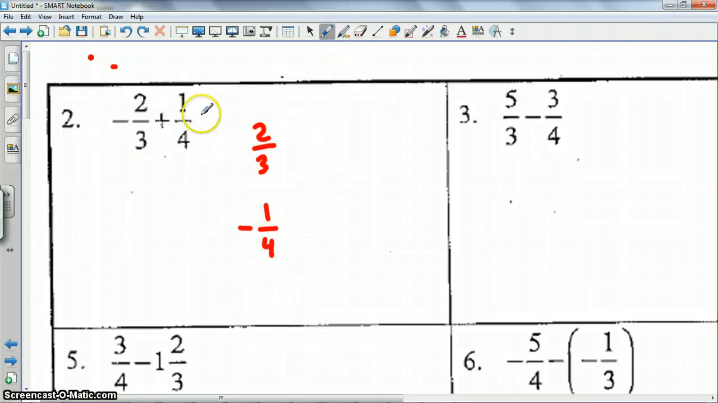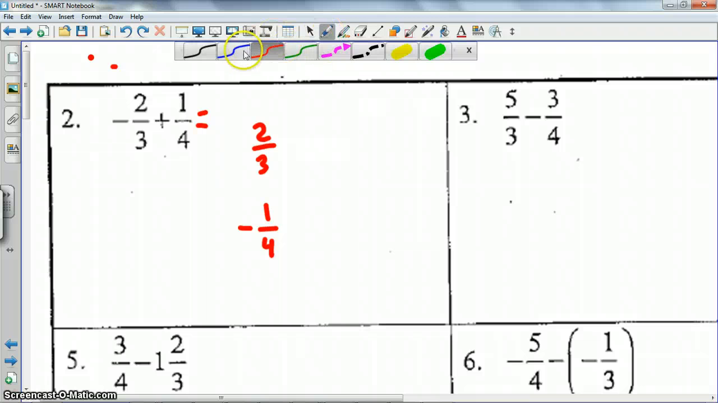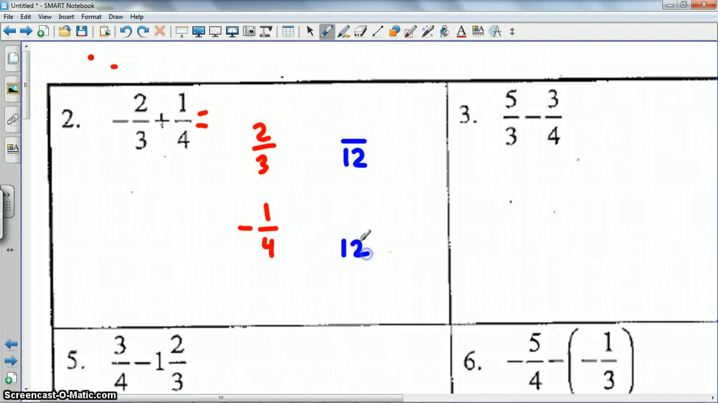Now, if I can't tell which number is bigger, because we know we subtract and take the sign of the bigger number, I can wait until I find a common denominator, and then it's easy to tell which one's bigger. So the smallest number that 3 and 4 both go into is 12. So I'm going to write that as my denominator. Both 3 and 4 can multiply to equal 12, and that's the smallest number they can both multiply to equal.